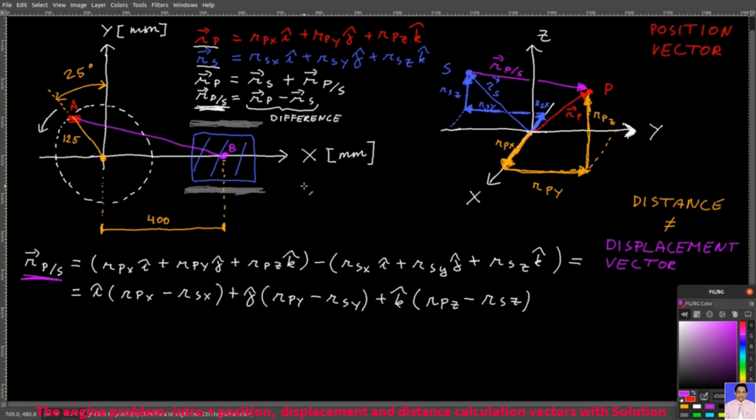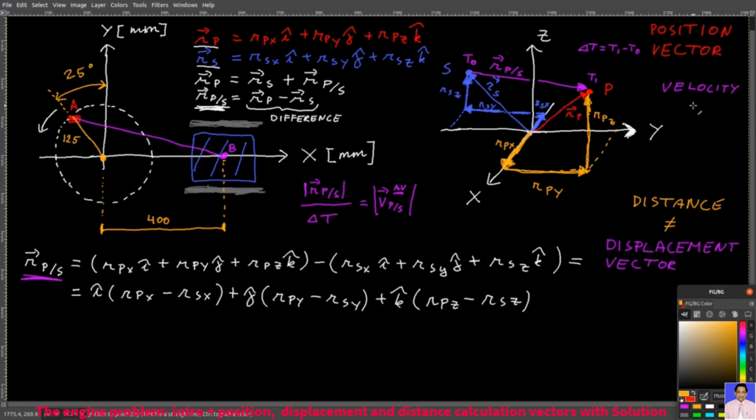If you divide the displacement vector magnitude by the change of time, or delta t, then you get the average velocity vector magnitude. So delta t is the time that you need to go from S to P. So if here you are at t0 and here you are at t1, then delta t would be t1 minus t0. And the average velocity vector that you get has the same direction as the displacement vector. So velocity is a vector.